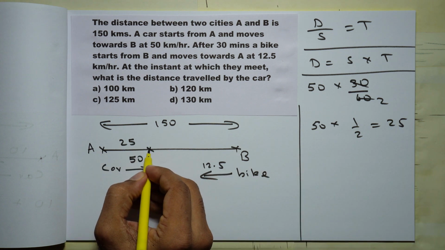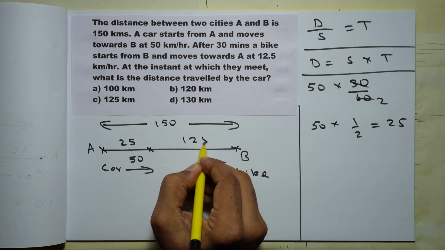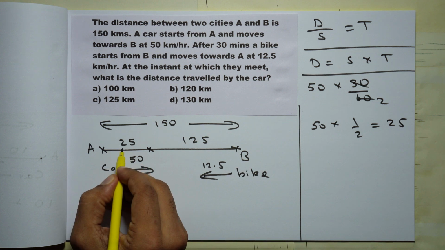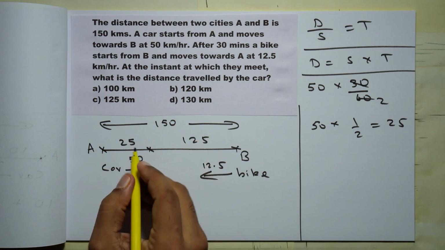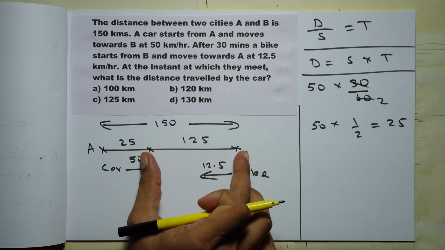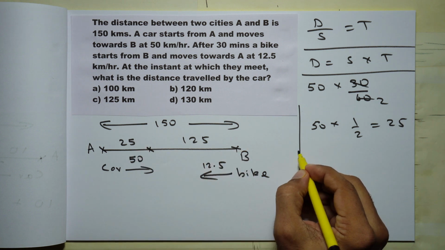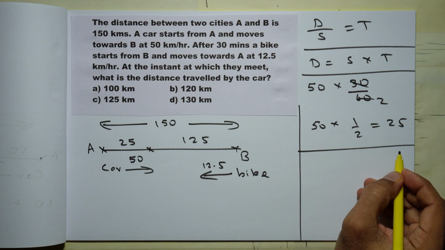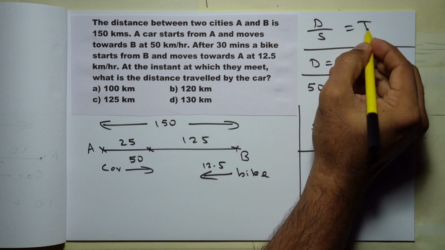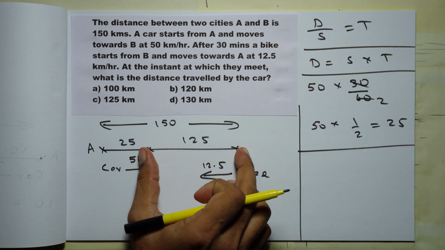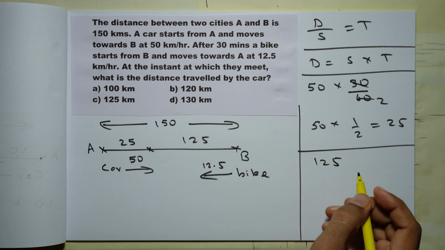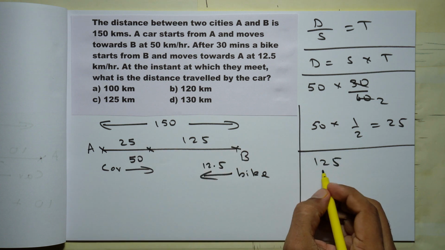So if this is 25, then the remaining distance will be 125 because it should add up to 150. This is 25, this should be 125. Now the car is here and they are moving towards each other. The car and the bike are moving towards each other. So first we'll just find out the time required for them to meet. Distance by speed gives you time. Now to meet, the distance that they have to cover is 125 kilometers. Distance between them is 125 kilometers.